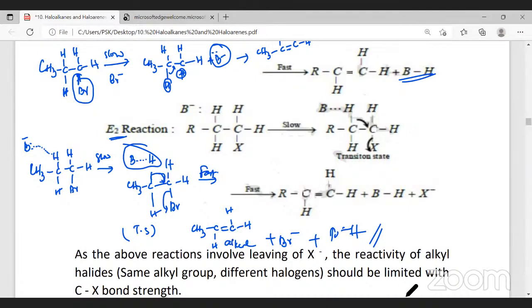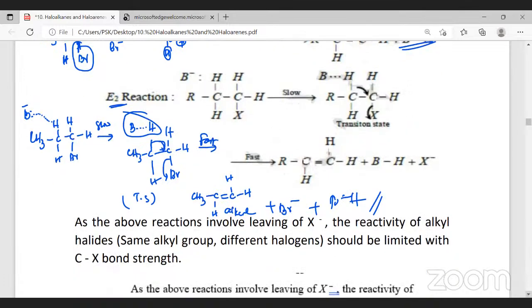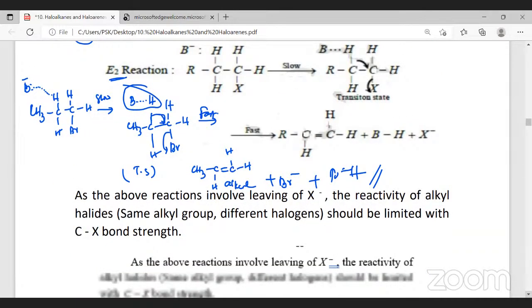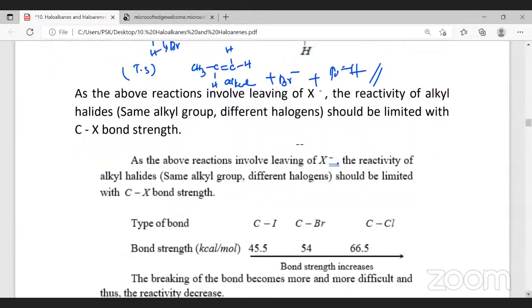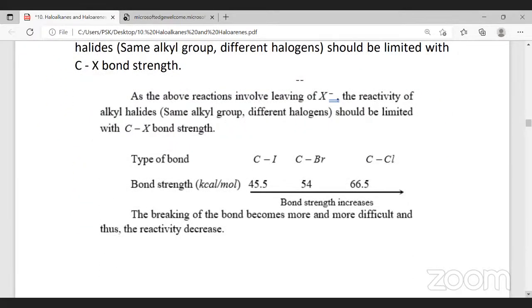Now, as the above reaction involves leaving of X minus, the reactivity of alkyl halides, same alkyl group, different halides, should be limited with the carbon-halogen bond. The reactivity of alkyl halides, same alkyl group, different halogen, should be limited with the alkyl halogen bond.